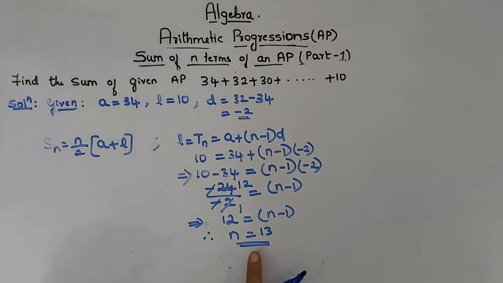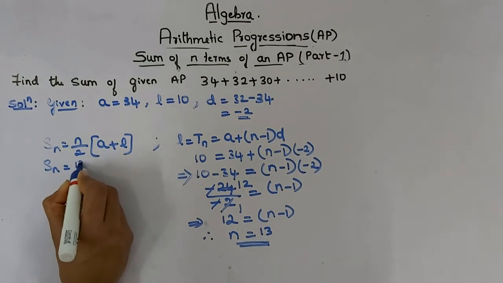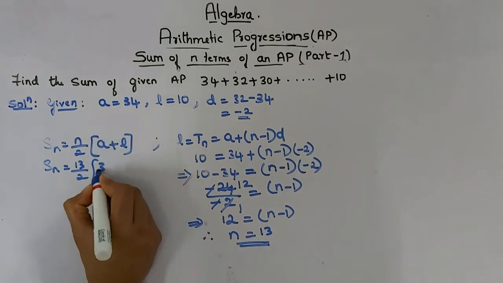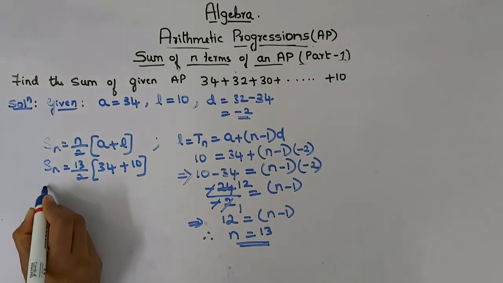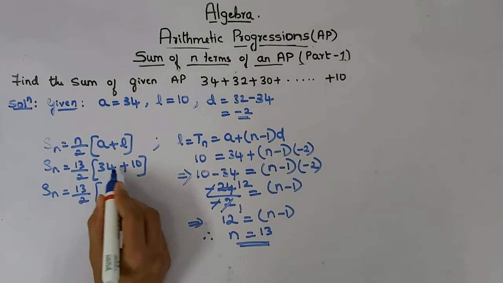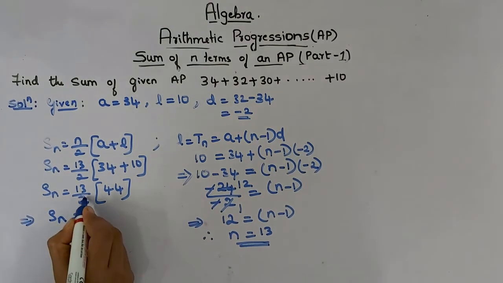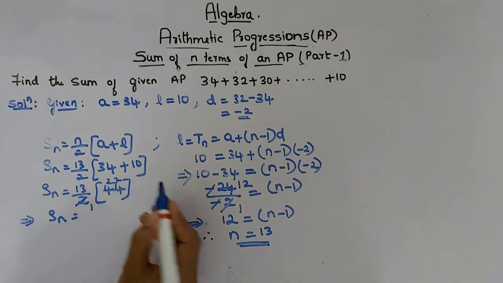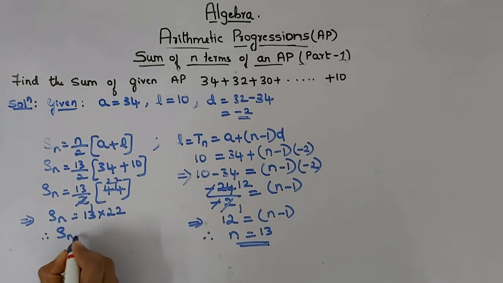So now let's substitute this value of n in this equation. So we have Sn is equal to n, which is 13, by 2, into A, which is 34, plus the last term 10. So Sn is equal to 13 by 2 into 34 plus 10, which gives you 44. Which implies Sn is equal to 13 into 22. So 13 into 22 will give you 286.